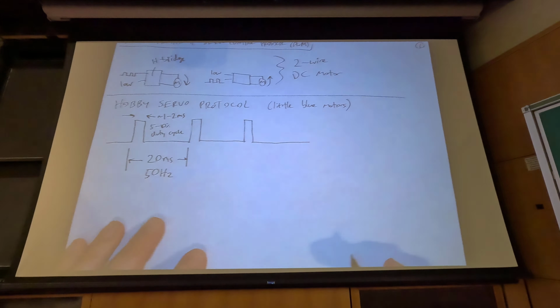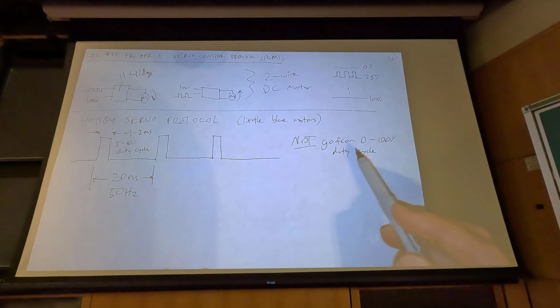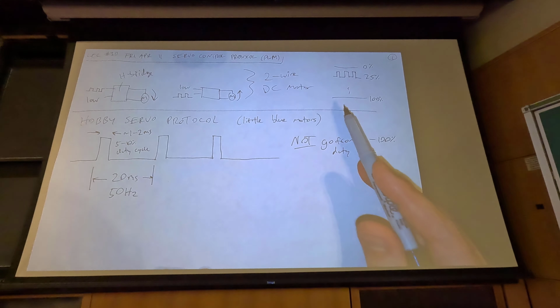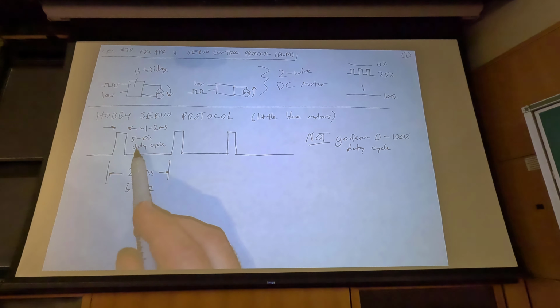Okay, so this does not go from 0 to 100% duty cycle. Unlike what we drew last time, where we started at 0 and then we had 25% up to 100% where it's high all the time, which isn't that a song lyric or something, but anyway. Not from 0 to 100%. So don't get these mixed up when you are controlling the hobby servos. The duty cycle is only going to go between about 5 to 10%.